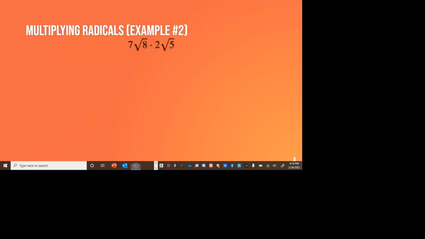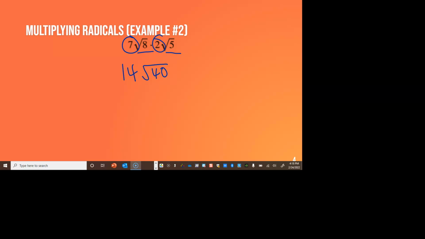Let's look at example 2. We have 7 radical 8 times 2 radical 5. So basically, we're going to multiply 7 and 2, which is 14. And then we're going to multiply radical 8 times 5, which is 40. In this case, with 40, we need to see if we can simplify it.